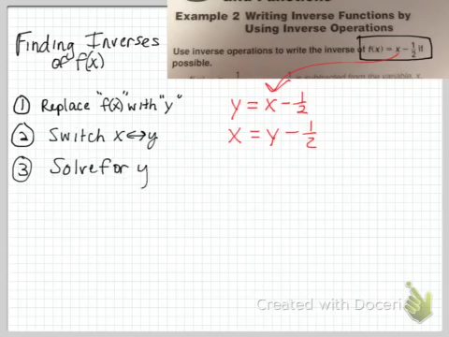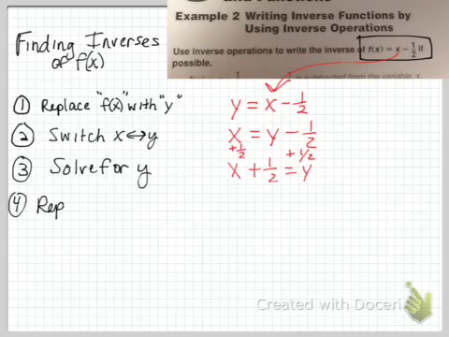For our problem, solving for y looks like this. I'm going to add 1/2 to both sides, and that makes x plus 1/2. And the final step for writing the inverse is replace y with our new notation that looks like this.